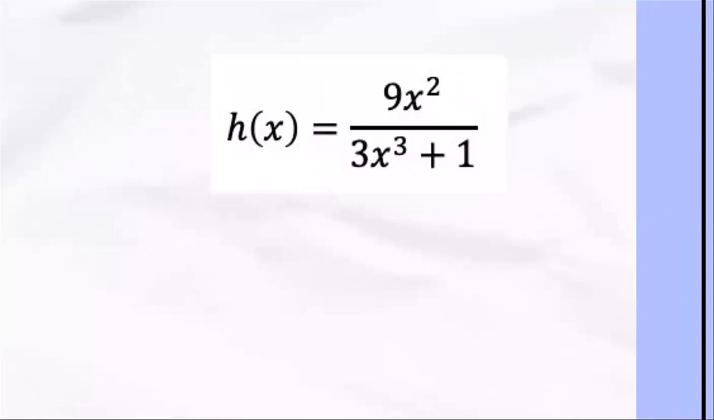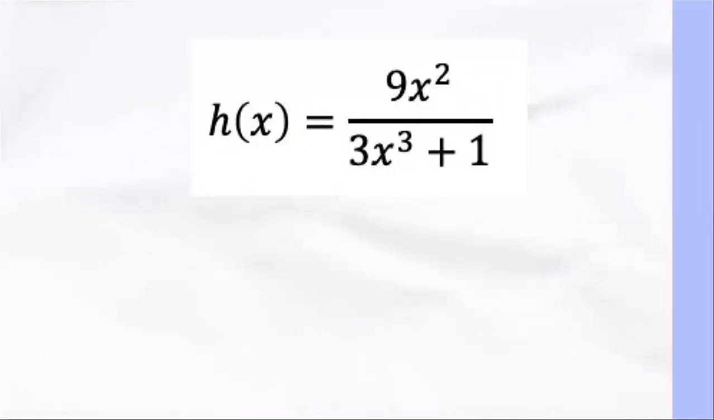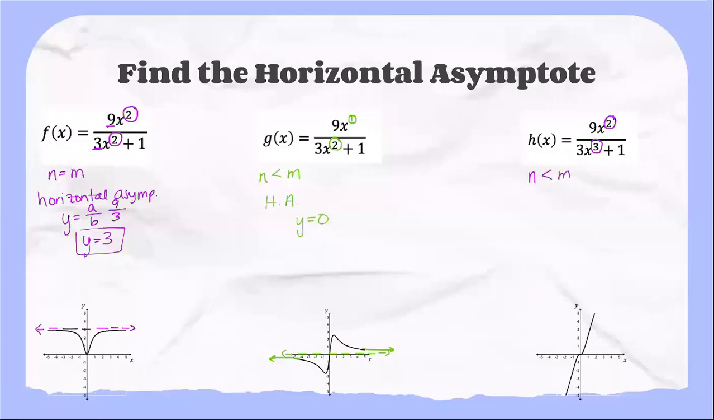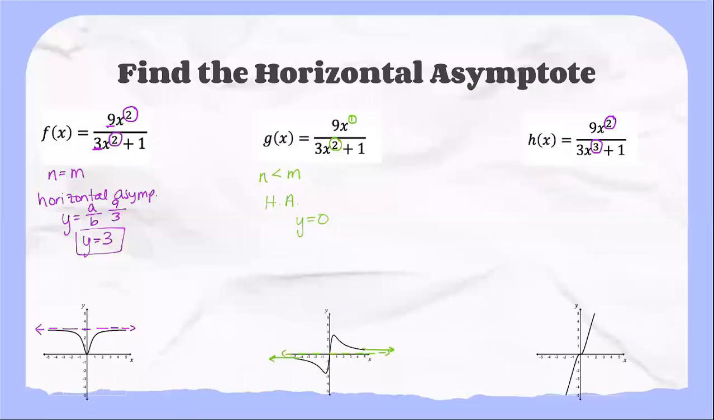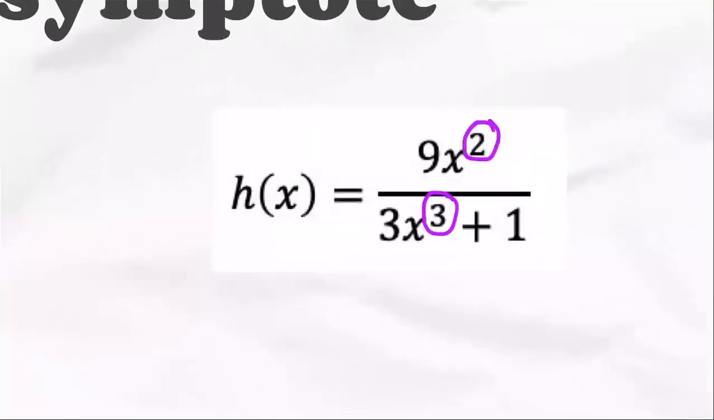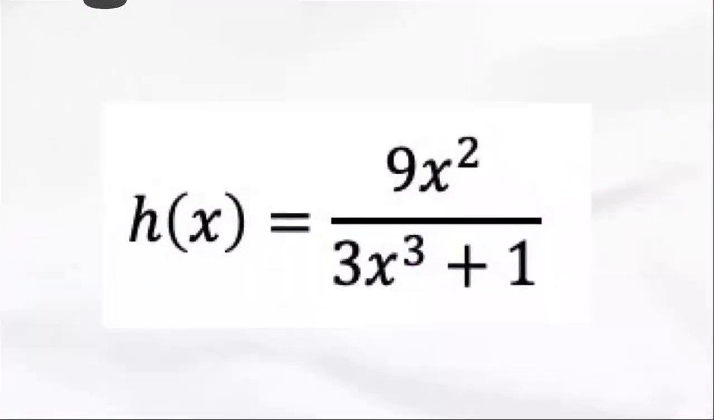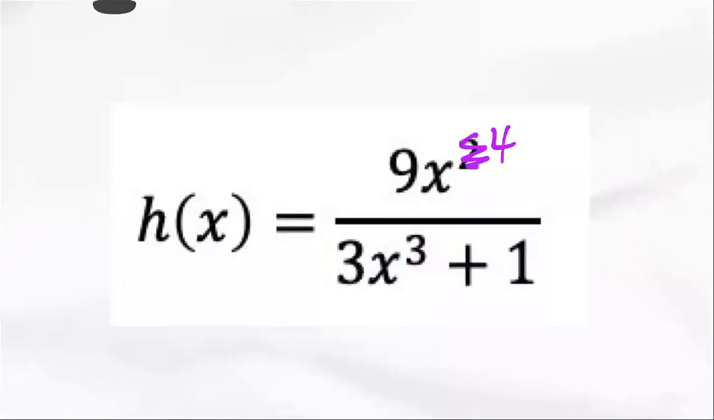All right, and let's look at this final one. So the degree of the numerator is 2. The degree of the denominator is 3. So this is where the degree of the numerator is smaller than the degree of the denominator. Oh, that's the same. I don't want to do that. I'm going to change this. I want you to see something a little different. So, sorry guys, I think I input the wrong equation, but it's okay. We can fix it. I'm going to change that to a 4.